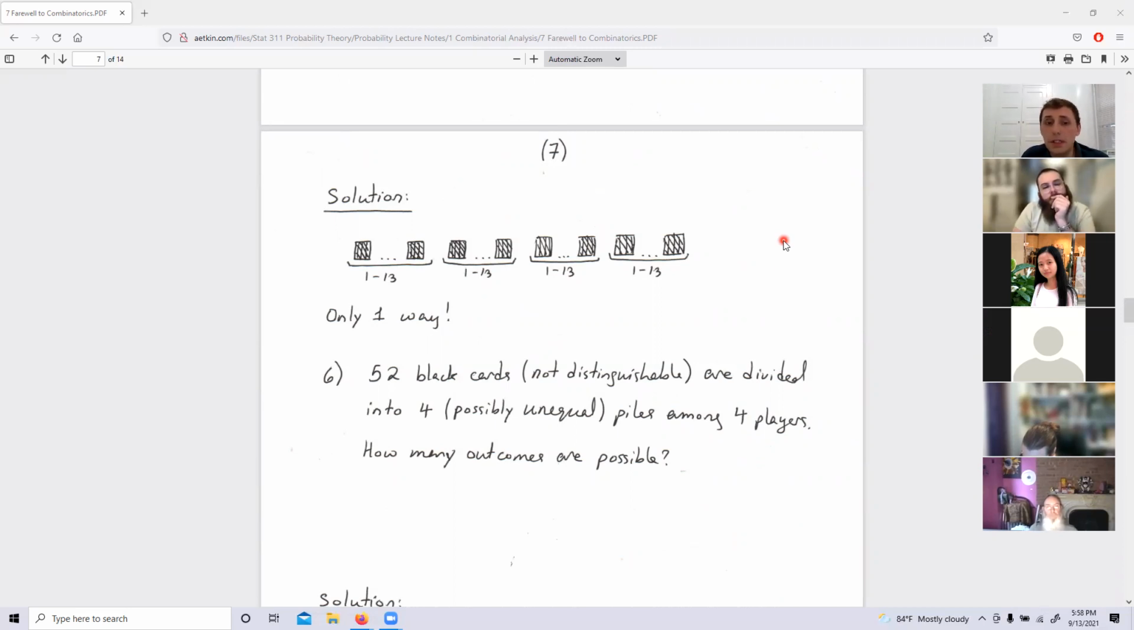Now, the next question. 52 black cards, and they are not distinguishable as before, are divided into 4 possibly unequal piles among 4 players. You understand? So you can eliminate piles that are divided, but not necessarily equally among 4 players. How many outcomes are possible?